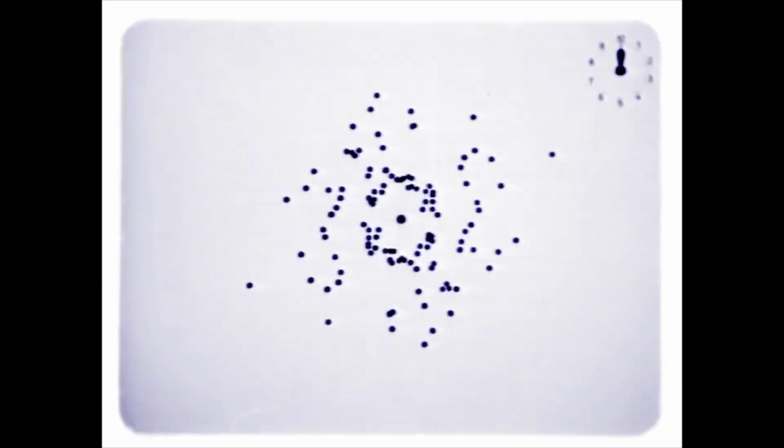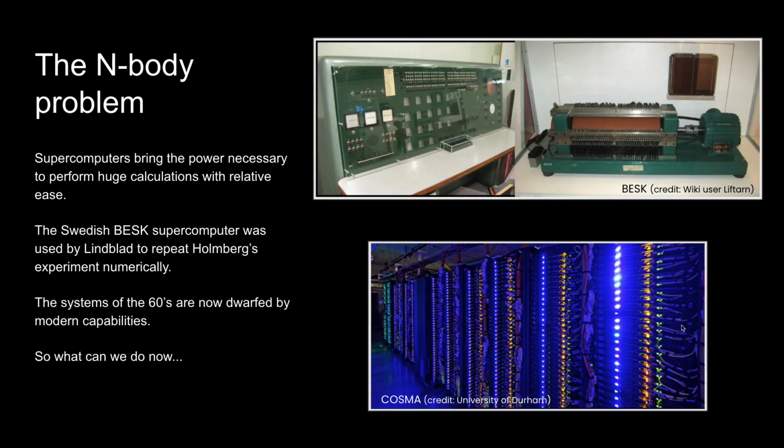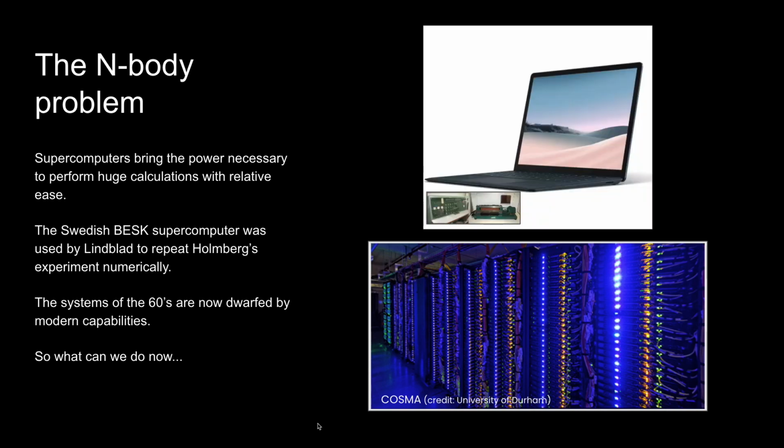But again, this is a very, very simple system. And of course, as time has passed, computers have become more powerful, and in fact the supercomputers of the 1960s are now dwarfed by even the common garden laptop, and our supercomputers are capable of absolutely immense calculations. This supercomputer pictured here is the Cosmos system at the University of Durham, and it's actually the supercomputer that was used to make many of the images and animations that you're going to see over the coming slides.